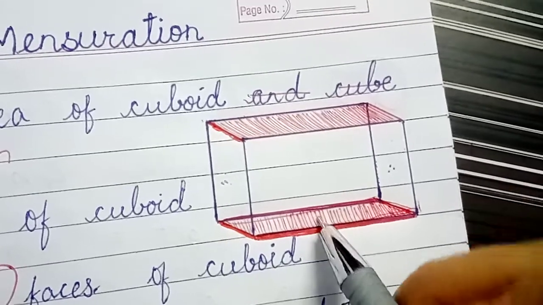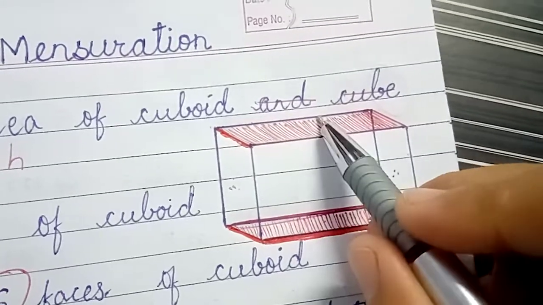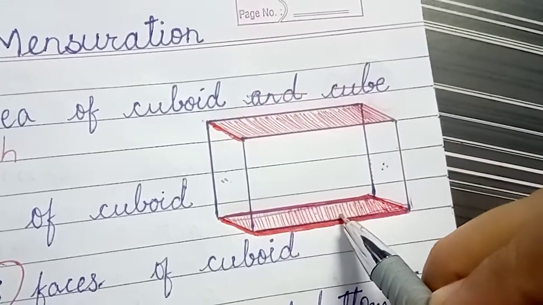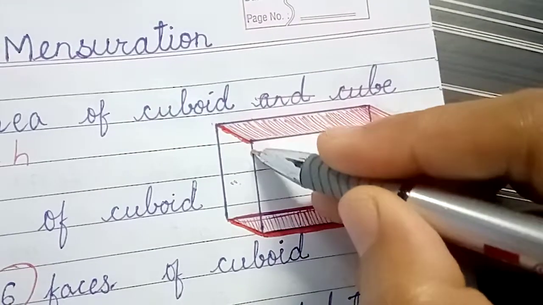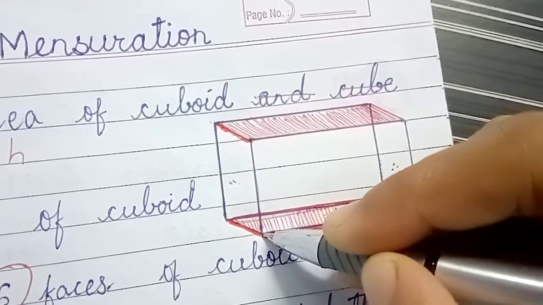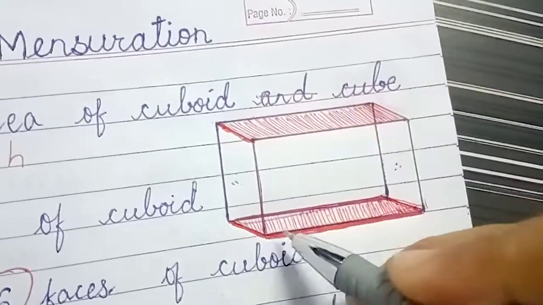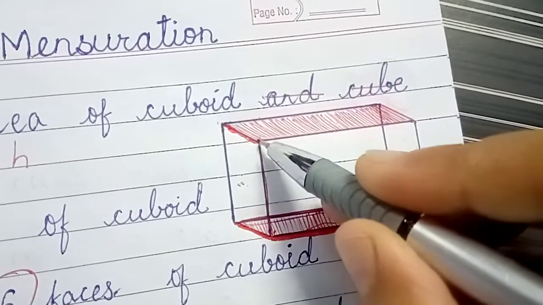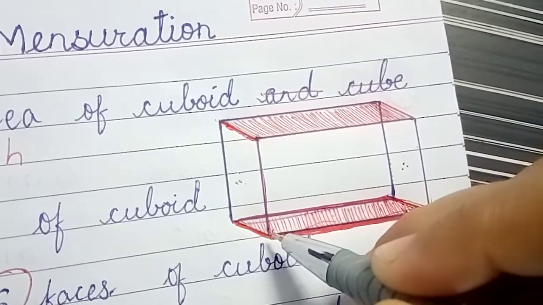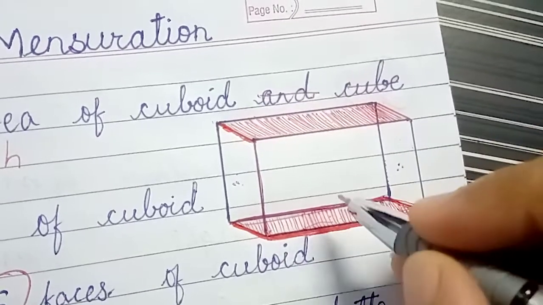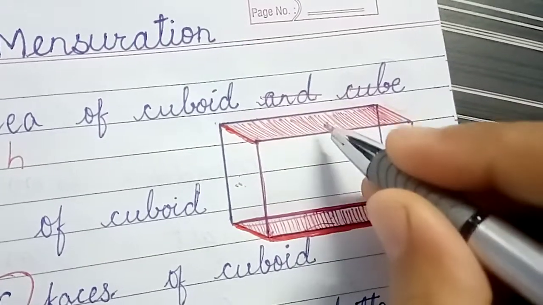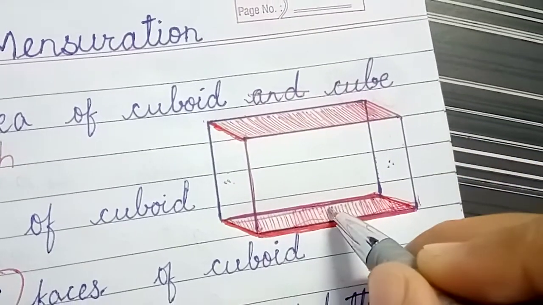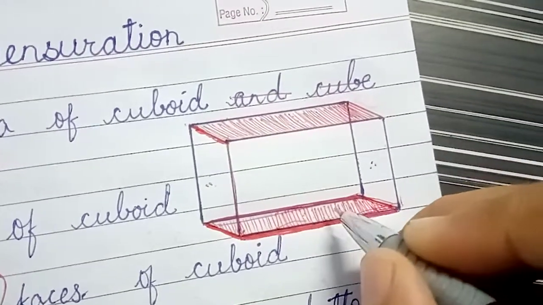Bottom, and this is top face. Top and bottom are same. And this line is height. This is height, this is length. The smaller one is breadth, and this vertical line is height. So you understood, these are the top and bottom faces. So this is just like a rectangle.